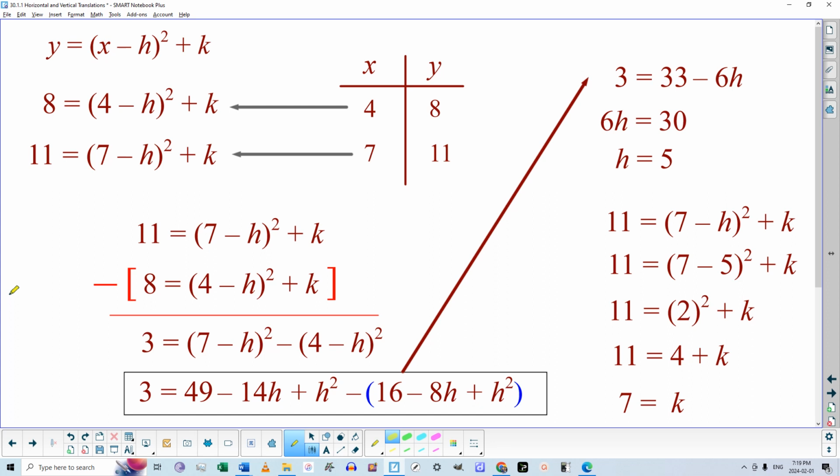Pretty simple at this point. You subtract 4 from both sides. So now you have your answers. The parameter h is 5 and the parameter k is 7, which means the original function f of x equals x squared was translated 5 units to the right and 7 units up.